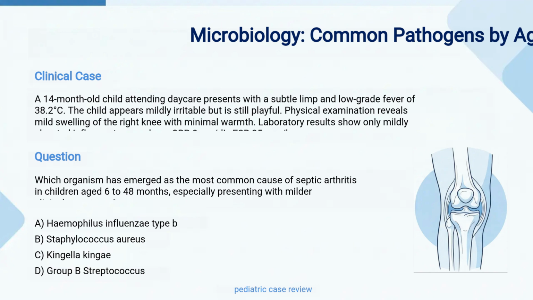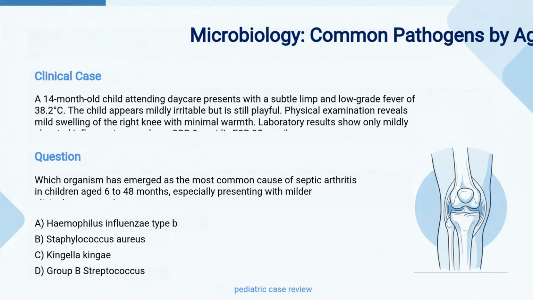The child appears mildly irritable but is still playful. Physical examination reveals mild swelling of the right knee with minimal warmth. Laboratory results show only mildly elevated inflammatory markers, C-reactive protein 8 mg per deciliter, and erythrocyte sedimentation rate 35 mm per hour. Which organism has emerged as the most common cause of septic arthritis in children aged 6 to 48 months, especially presenting with milder clinical symptoms?